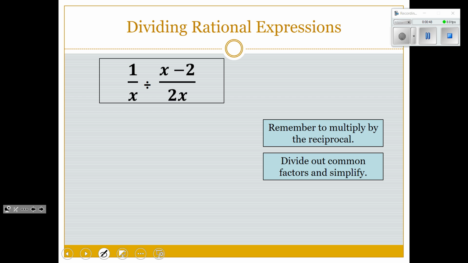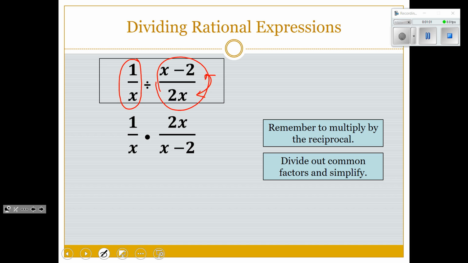We're going to keep the first fraction, so we're going to keep 1 divided by x, and then we're going to multiply by the reciprocal, which means we're going to flip this fraction. So when we do that, it looks like this. We have 1 divided by x times, now the 2x, which was in the denominator, goes into the numerator, and the x minus 2 is now in the denominator.